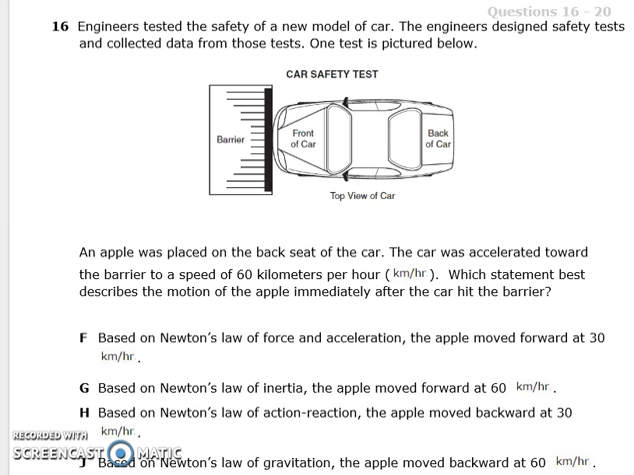F. Based on Newton's law of force and acceleration, the apple moved forward at 30 kilometers per hour. G. Based on Newton's law of inertia, the apple moved forward at 60 kilometers per hour. H. Based on Newton's law of action-reaction, the apple moved backwards at 30 kilometers per hour. Or J. Based on Newton's law of gravitation, the apple moved backwards at 60 kilometers per hour.